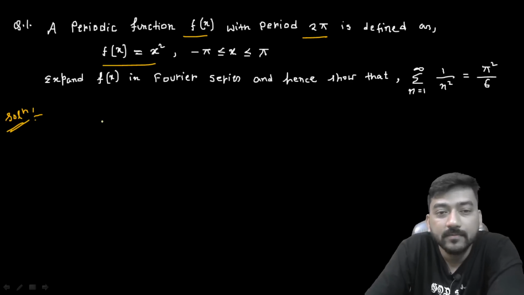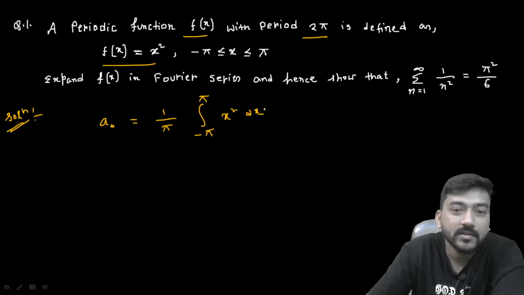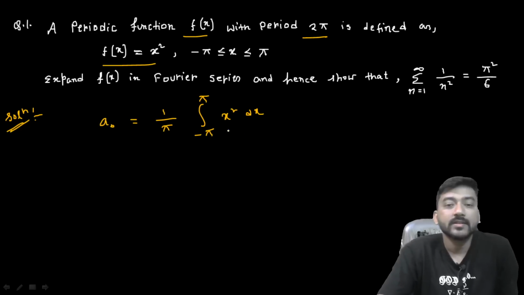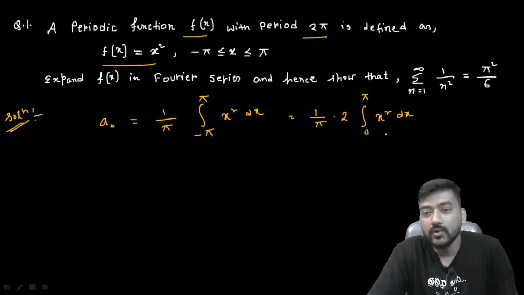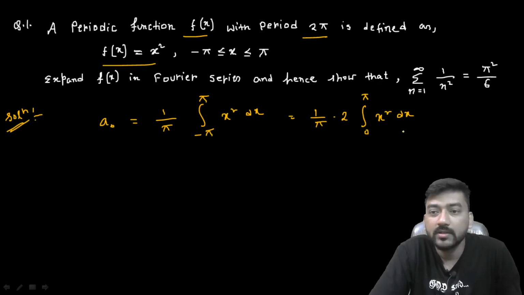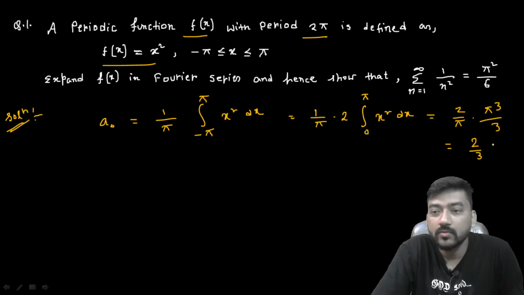So what is a0? a0 is nothing but 1 upon pi integration minus pi to pi x square dx, because f of x is x square here. So what will be the value of this integration? x square is an even function, so from the property of definite integration, we can write this as 1 upon pi, and this integration can be written as 2 integration 0 to pi x square dx. The integral of x square is x cube by 3, so it will be pi cube by 3, so it will be 2 by pi into pi cube by 3. So it will be 2 by 3 pi square. So the value of a0 is 2 by 3 into pi square.